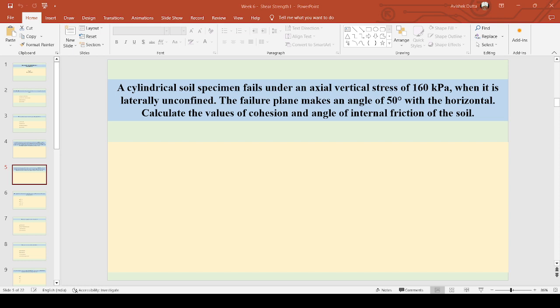The data again here are very important: the vertical stress and the failure plane angle with the horizontal, considering the horizontal to be the plane of major principal stress. Okay. Next question.